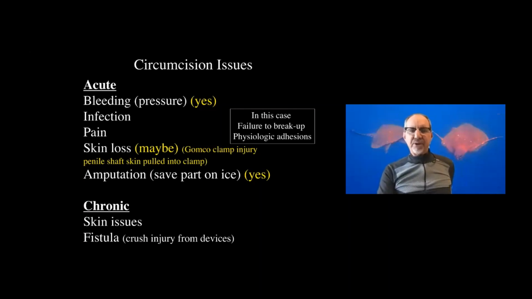Amputation, save the part on ice, and that is definitely an emergency, and that can be sewn on depending how much has been taken off. If it's super severe, we get our plastic surgeons and try to do the nerves and everything. If it's just a bit of the glans, we sew it on, and we've had pretty good success with that, fortunately rare. And chronic issues, as we all know, again, skin asymmetry, and then we'll occasionally see a fistula at the coronal margin from a crush injury, typically from a Gomco clamp, and that's different from a congenital hypospadias fistula or a megameatus.